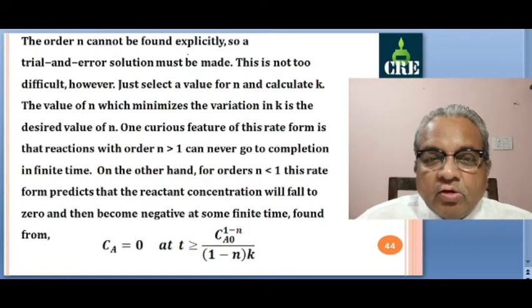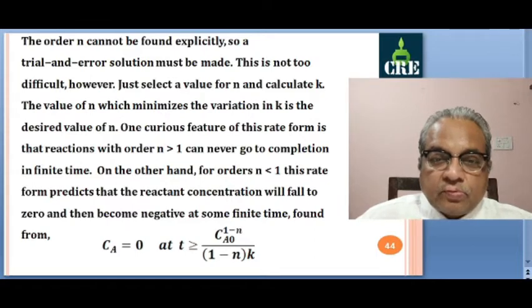The order n cannot be found explicitly, so a trial and error solution must be made. And this is not very difficult. What you have to do is just select a value for n and evaluate k. The value of n which minimizes the variation in k is the desired value of n. So variation in k should be minimized.